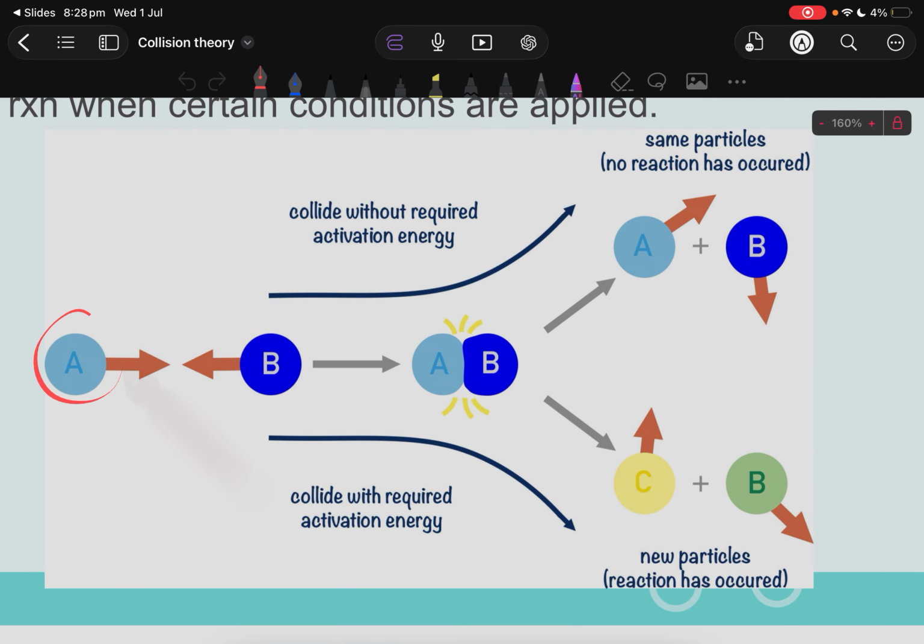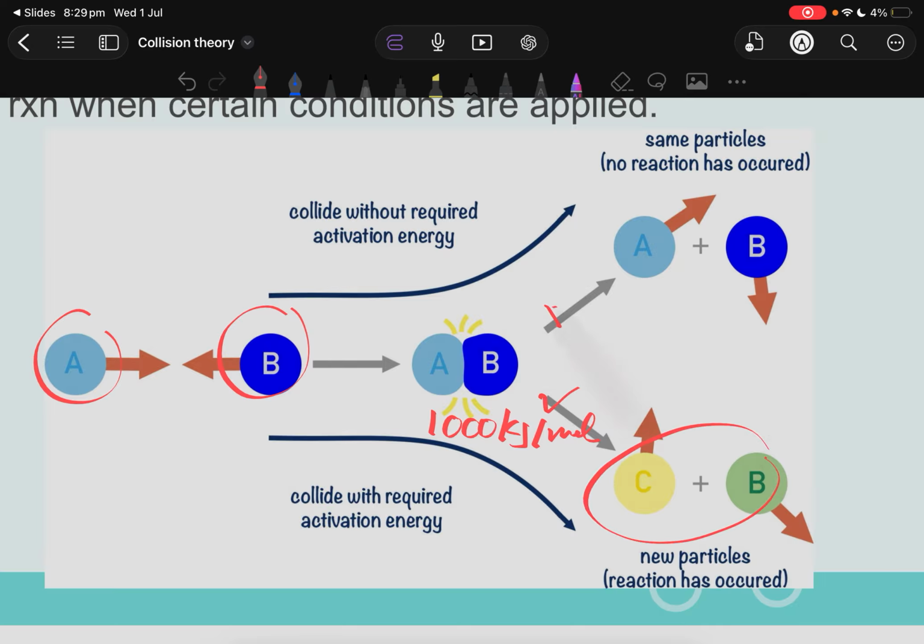When we have two particles colliding with each other, we need them to have a certain energy that they overcome in order for the reaction to happen. Now, this just depends on what your particles are. Let's say, for example, for A and B, I need at least 1,000 kilojoules per mole in order for this reaction to happen. If I can overcome this energy, then I'm going to form my products. If I can't, I'm not going to form my products. And that's the basis of collision theory.